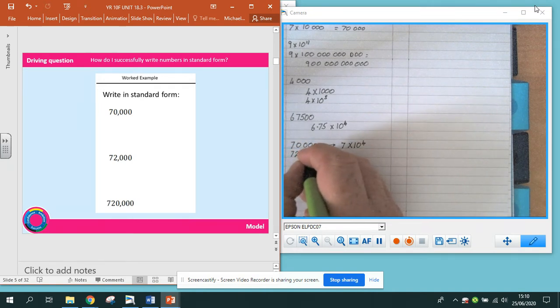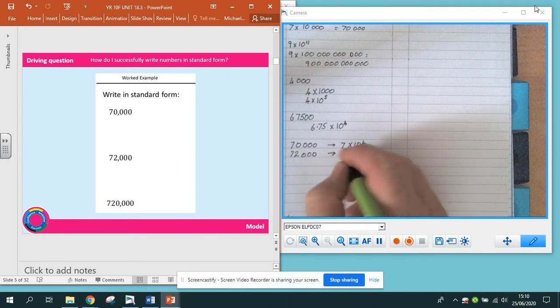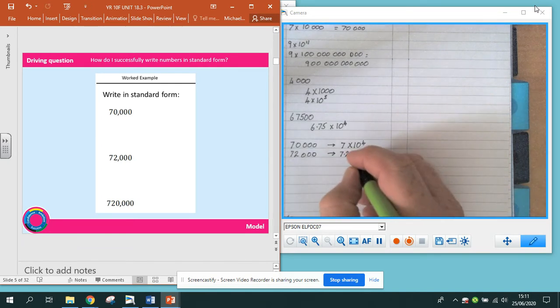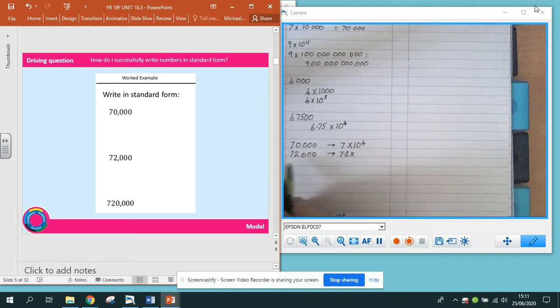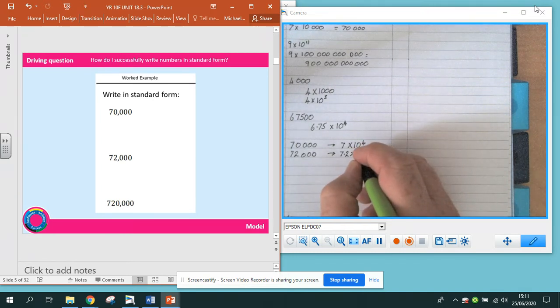72,000. My decimal number this time is going to be a decimal number. It's going to be 7.2 because that's all the numbers I have, and the first number has to be in the ones column. What have I got to multiply 7.2 by to make 72,000? I've got to multiply that by 10,000, and as we know, 10,000 is 10 to the 4th.